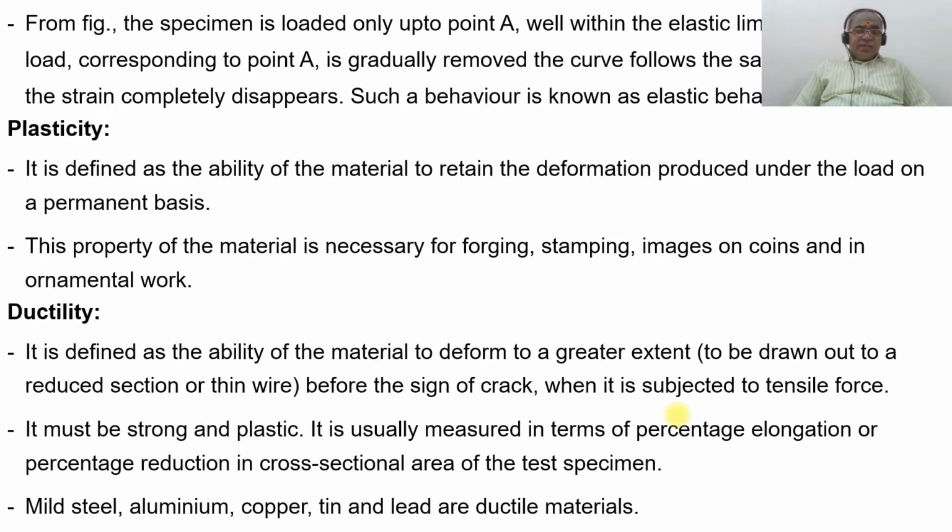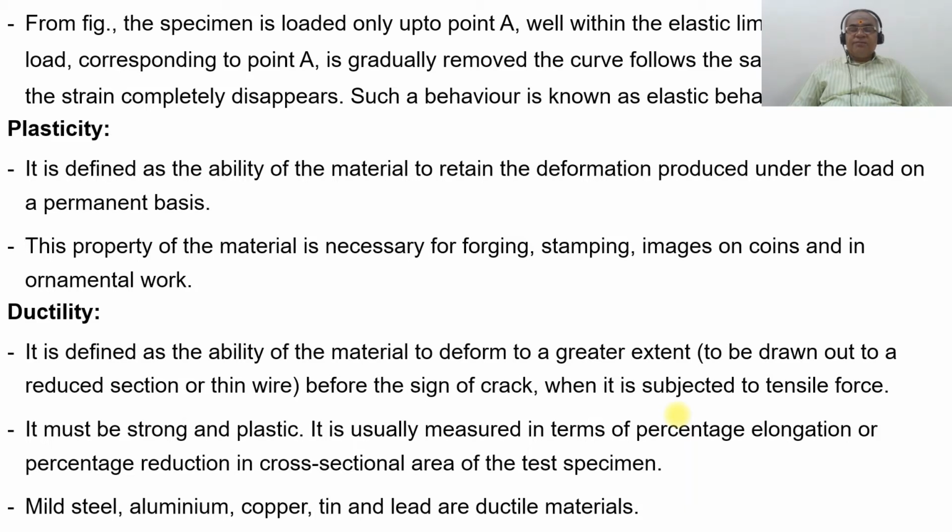So the next one is ductility. It is defined as the ability of the material to deform to a greater extent before the sign of a crack when it is subjected to a tensile force. That means it can be drawn out to a reduced section, into a thin wire. So that is the property of ductility. It will be able to change its shape before the sign of a crack when subjected to tensile force. It must be strong enough and plastic.